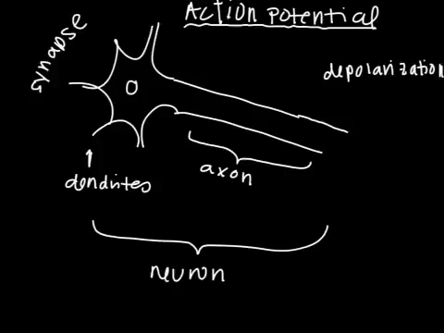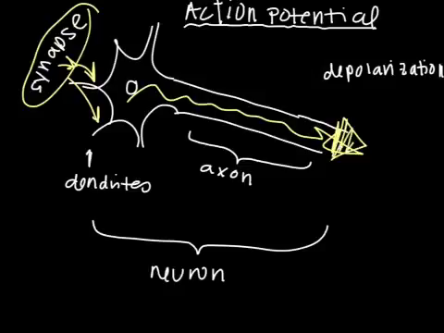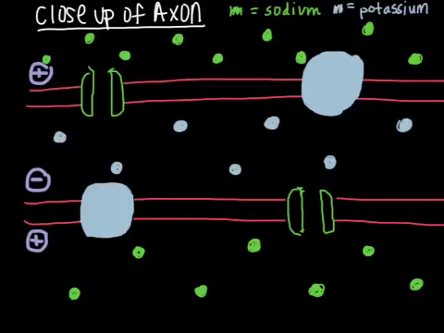At the axon terminals, the electrical message is relayed through the synapse to the dendrites in another neuron, which triggers depolarization in the axon. If the depolarization meets a threshold, then the sodium channels open and the sodium travels inside, which makes it positive relative to the outside of the axon membrane. And this is called depolarization.